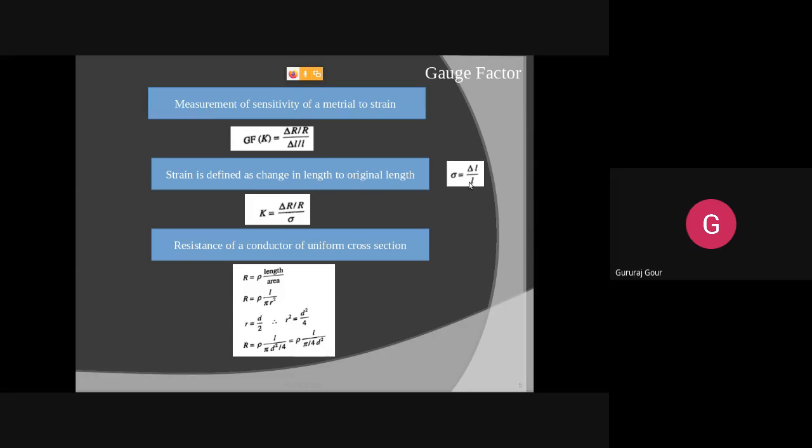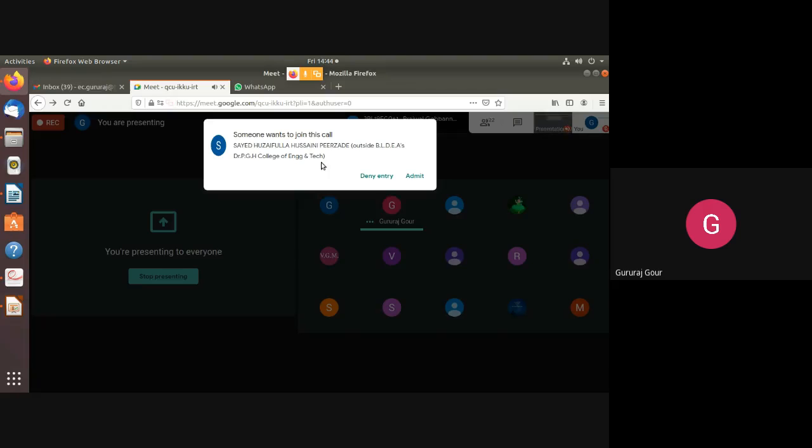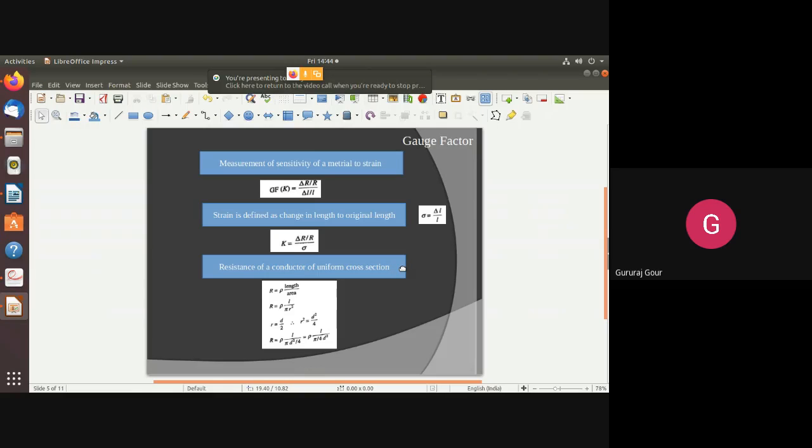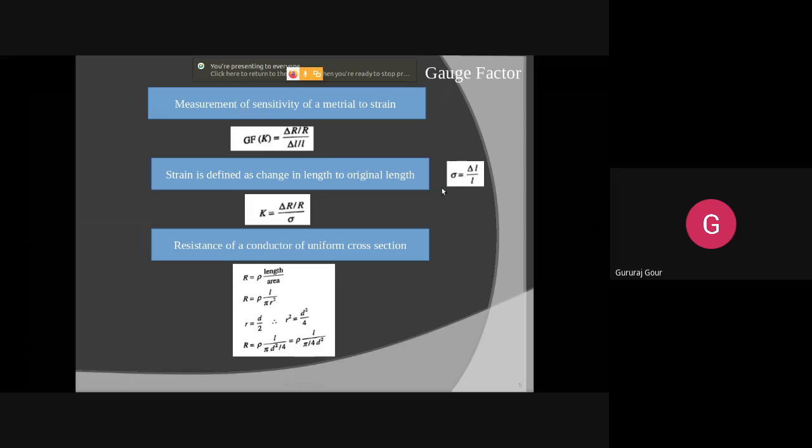If you substitute this strain in the gauge factor definition, we can replace delta L by L with rho, which is the strain. Now the gauge factor K expression will become delta R by R in the numerator, which remains the same, and the denominator is now redefined as the strain represented by rho.